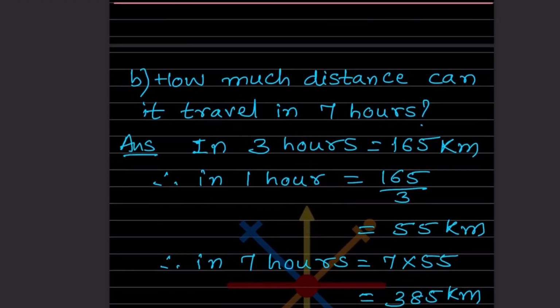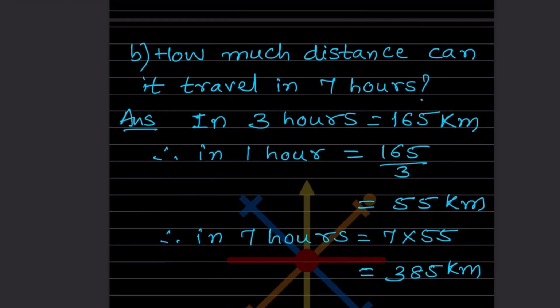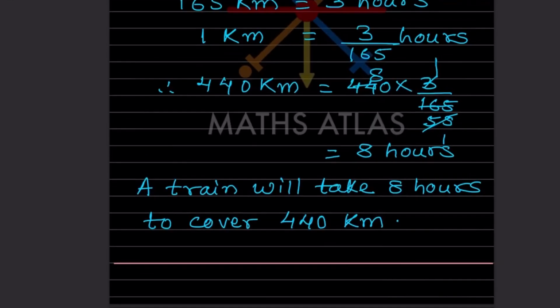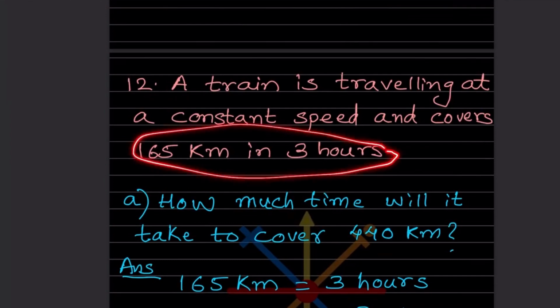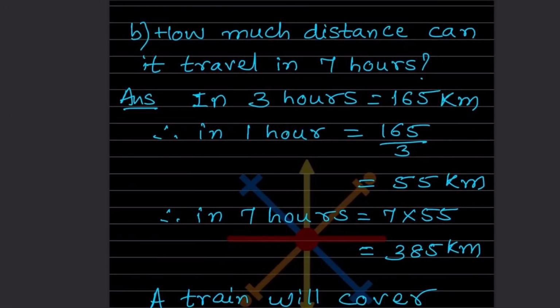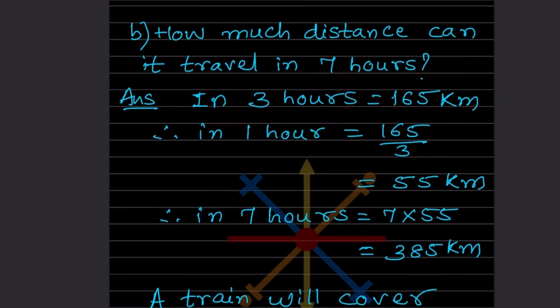Then the same thing now in the same question, the B part of it. So how much distance can it travel in 7 hours? So in 3 hours, now you can see here. In 3 hours, it is traveling 165 kilometers. So same thing I wrote here. In 3 hours, it is covering 165 kilometers. So first thing, we'll look for 1 hour. So again, we are going to cross multiply this one. So 165 divided by 3. So that is 55 kilometers.